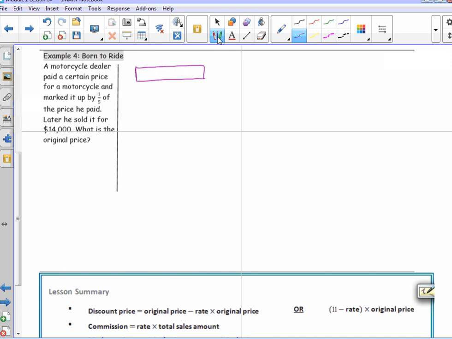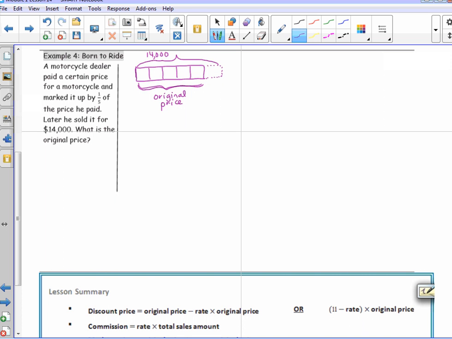We know that it's been marked up by 1/5 of the price. We do not know the original price of the motorcycle, but let's go ahead and label it the original price. Let's figure out how big that section should be. Let's split this into fifths, and then we need to add another fifth to it. And then this whole section represents the 14,000 that is the selling price. And we need to figure out what the original price is.